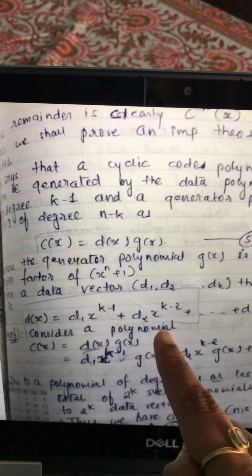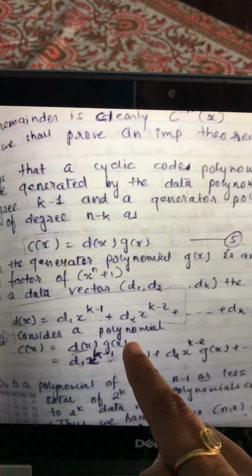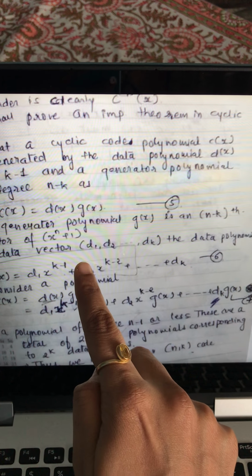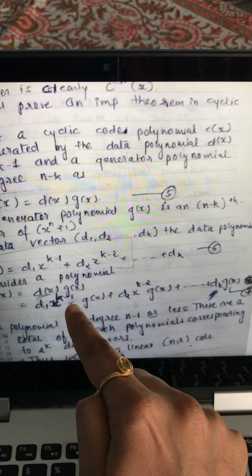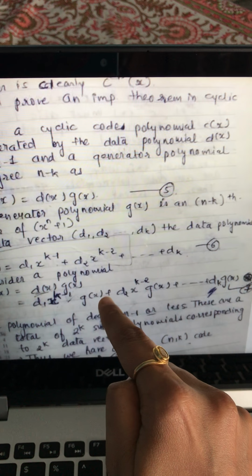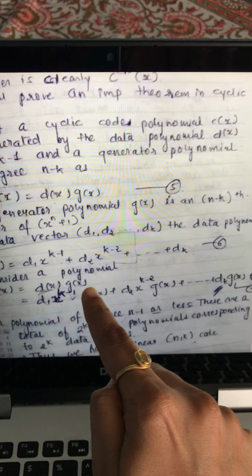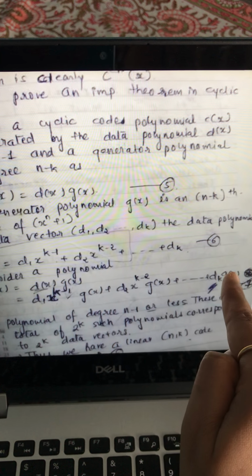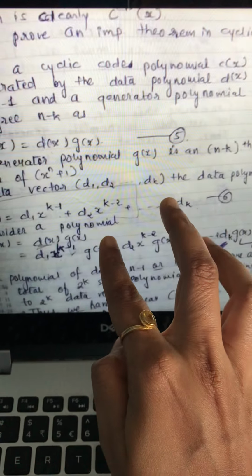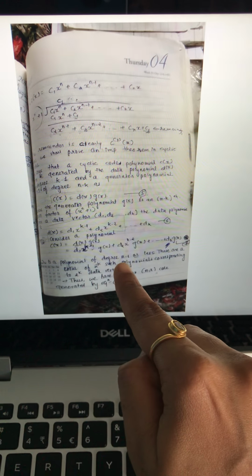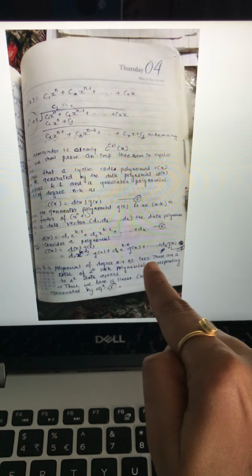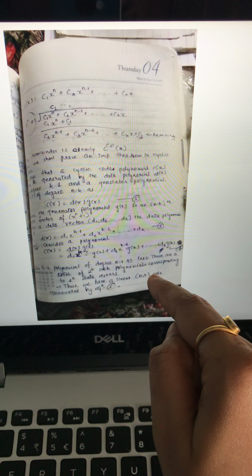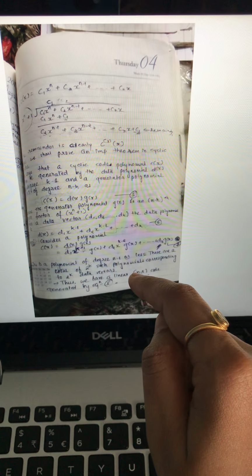Now consider a polynomial c of x, which is d of x into g of x. So our term will become like this with the multiplication. So d1 into x raised to k minus 1 into g of x, as it is multiplied with d of x. So everywhere you can see g of x will be multiplied. Right, now polynomials of degree n minus 1 or less total 2 raised to k, such polynomials corresponding to the 2 raised to k data vectors.